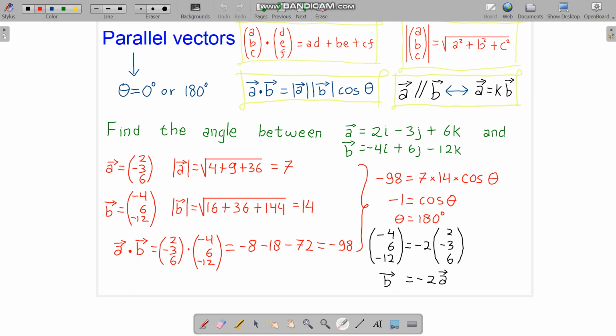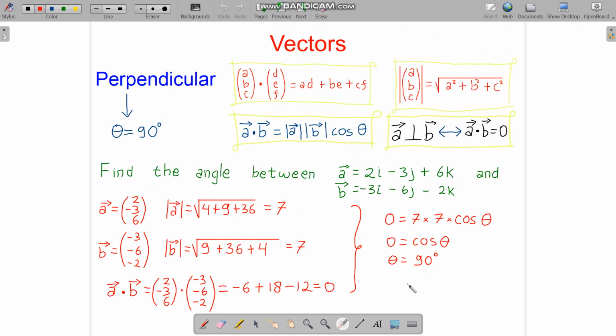Actually, b is some number times a. This number can be a fraction, it can be decimals, it can be anything, and the sign can be positive or negative. So those are parallel vectors. Perpendicular means the angle is 90 degrees. Remember that cos 90 degrees is 0, so basically a dot b equals 0 here.